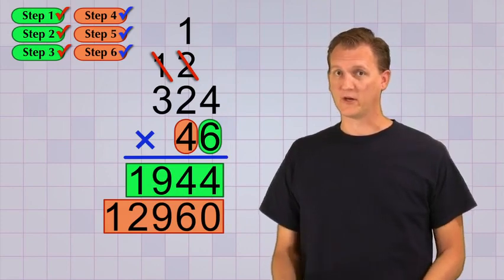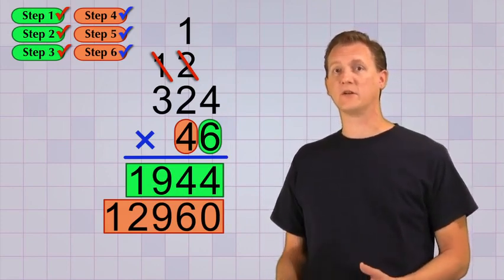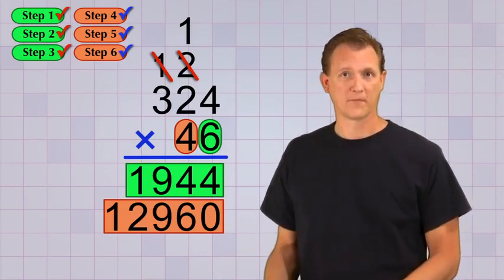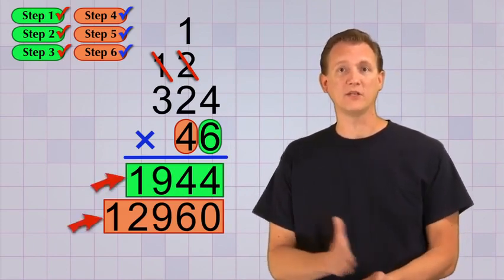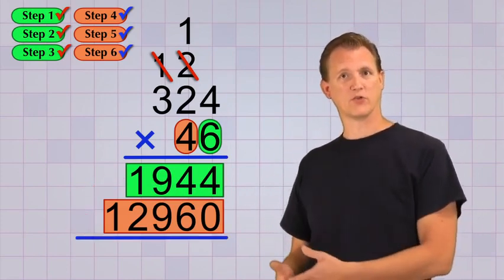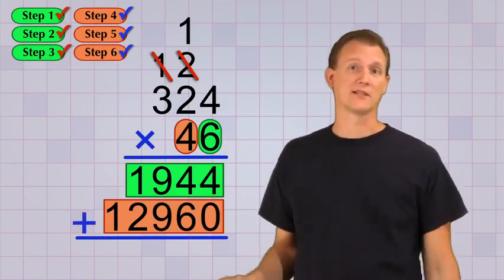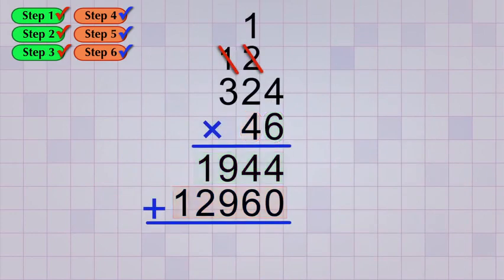Now, as I mentioned earlier, all we have to do to get the final answer is add those 2 answers together. And the great news is that those answers are already stacked up like an addition problem should be. So we can just draw a line below them and stick a plus sign on the left side. Now we can add them, column by column, starting from the ones place, just like we did in the multi-digit addition video. 4 plus 0 equals 4.